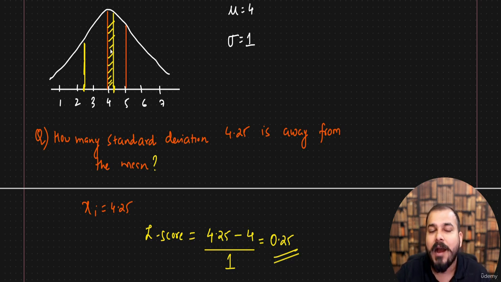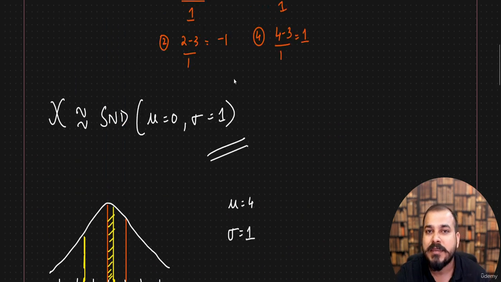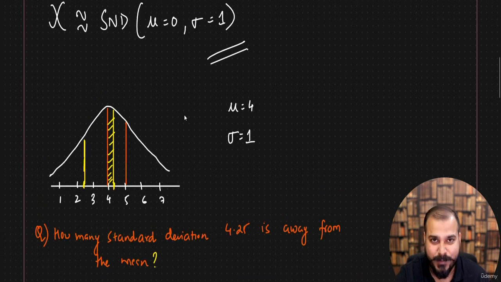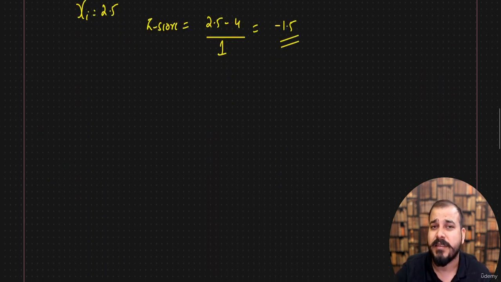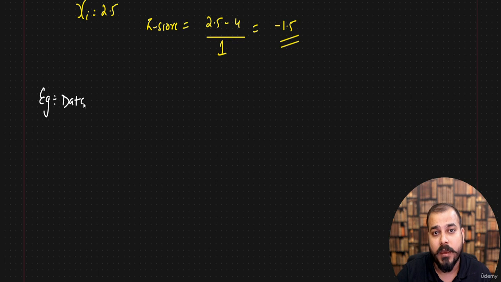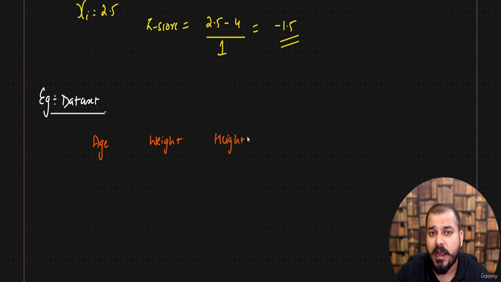Now, you may be thinking, Krish, why do we use this z-score, and why are we specifically using the standard normal distribution? Here also, I'll give you an example. Let's consider a specific data set. In this data set, let's say I have a feature called age, a feature called weight, a feature called height, and a feature called salary, right?